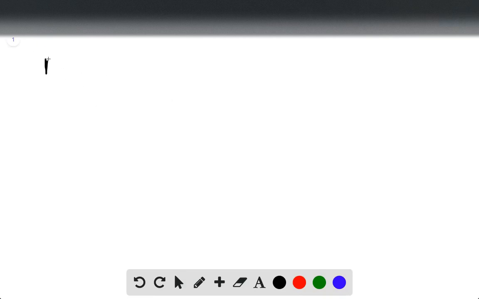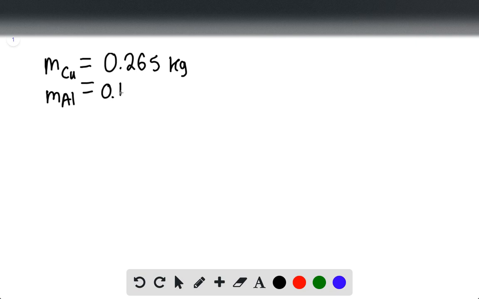So here we have the mass of the copper. This will be 0.265 kilograms. You have the mass of the aluminum being 0.145 kilograms. You have the mass of the water. This will be 0.825 kilograms.